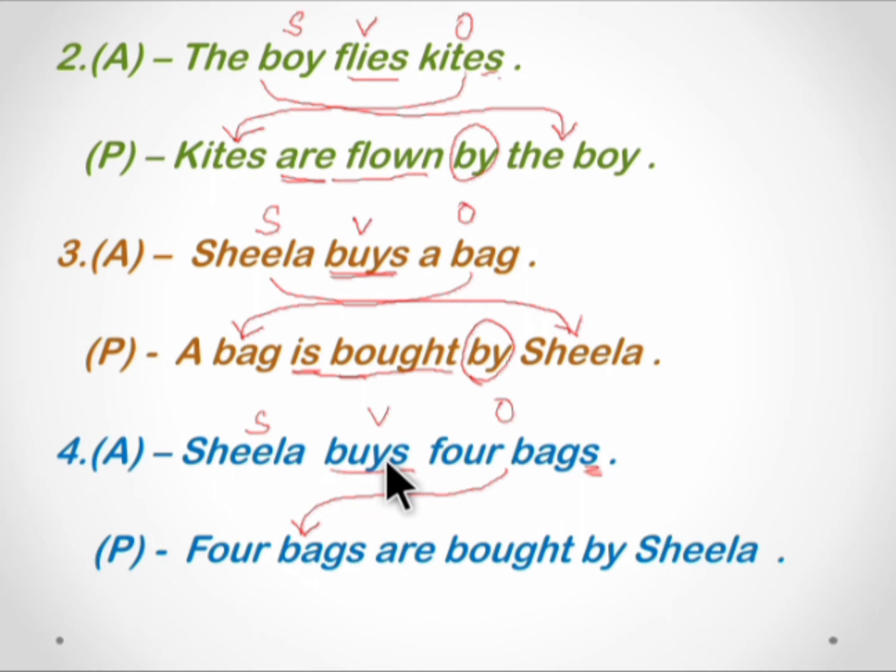The past participle of buys is bought. 4 bags is plural, so we use the plural be verb are. So it becomes are bought. "By" is used to denote the doer, and we bring the subject and make this the object of the passive voice. 4 bags are bought by Sheila.